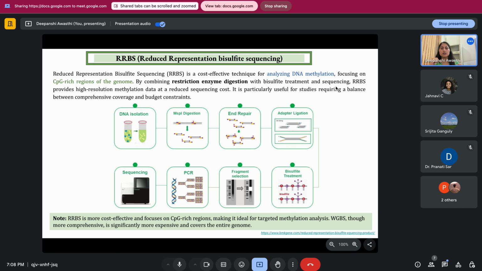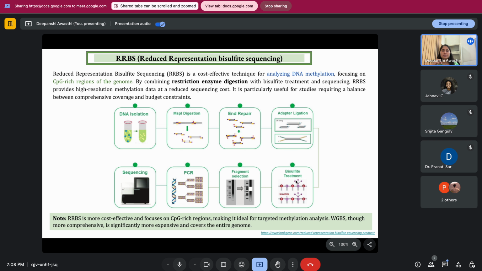So firstly you will use the restriction enzyme. In this case they have used MspI. So with MspI the digestion has been done. Firstly DNA is isolated, then digestion is done, ends are repaired, and then adapter ligation is done. After adapter ligation, those small fragments go for the bisulfite treatment.